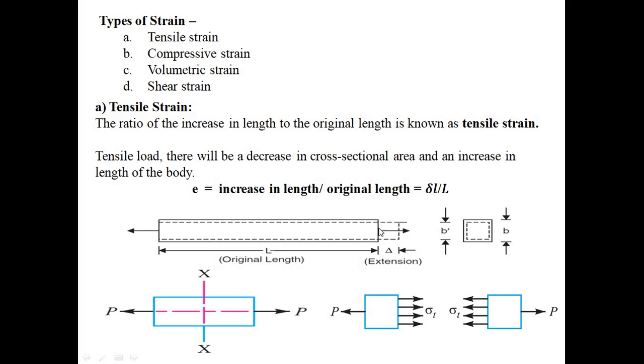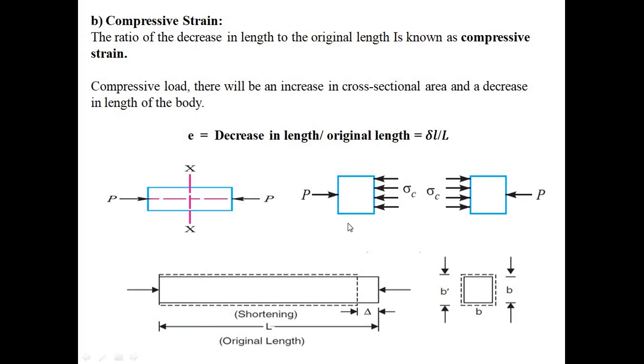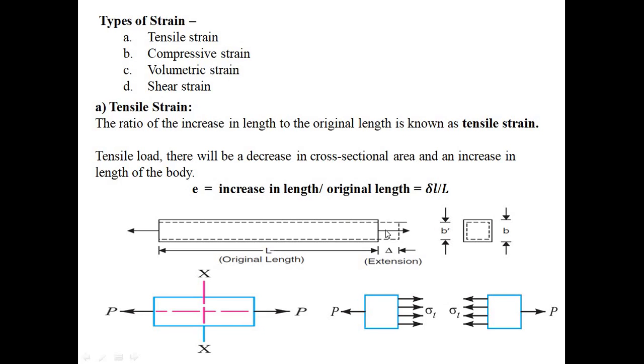Here you can see the extension. This is the original dimension of the section, and this is pulled in two directions. So what happens due to the tensile force? The body is elongated, and the elongation is this much. That is delta L. I have mentioned here delta L, that is the extension due to the force.